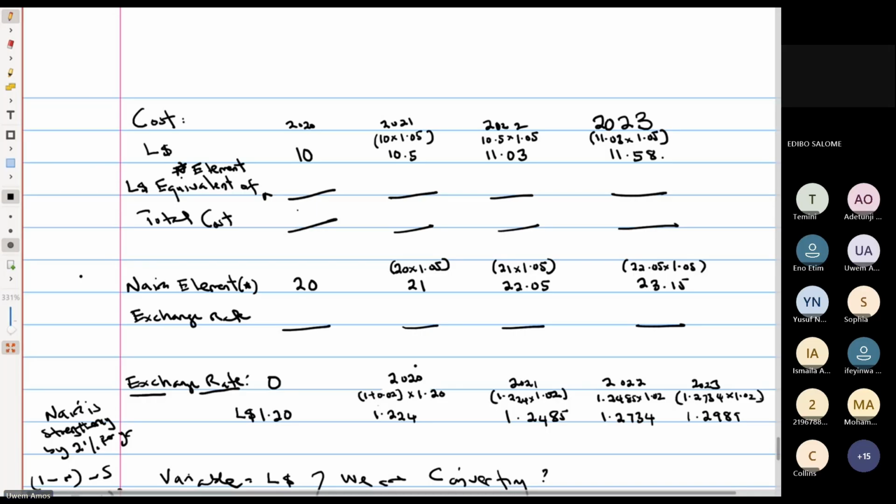So 2020, our exchange rate is 1.224. Someone can be helping me to do that. 2021, our exchange rate is 1.2485. 2022, our exchange rate is 1.2734. 2023, our exchange rate is 1.2989. So guys, what's the value for the first one?